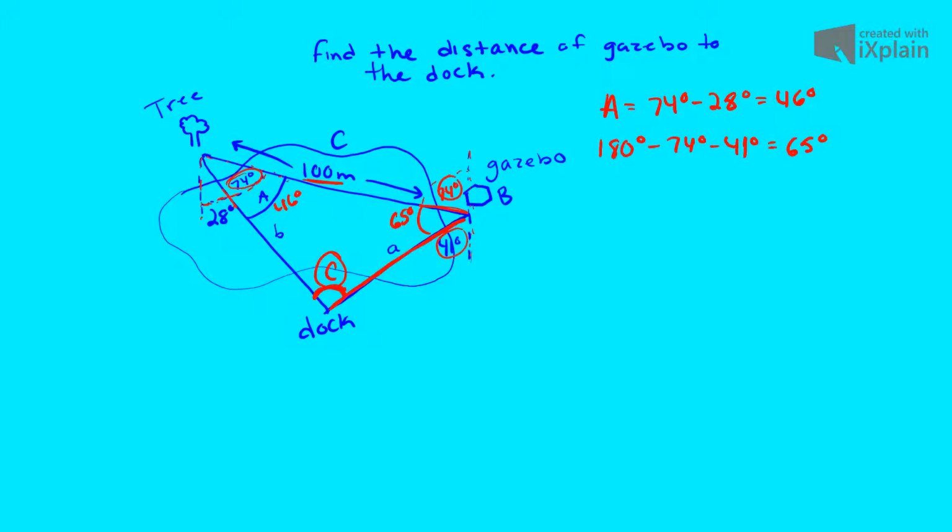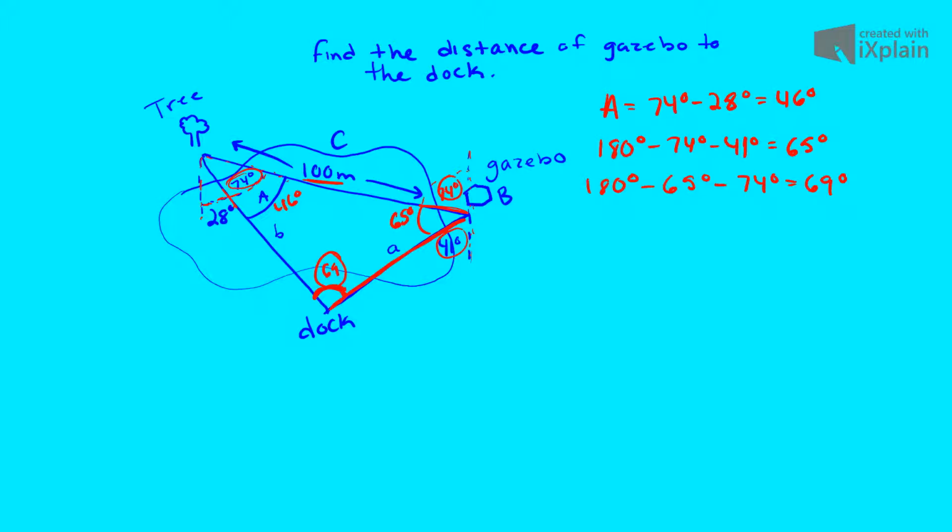The next thing we're going to do is find angle C. Now, the way that we find angle C, as you were taught in previous courses as well, is you take 180 degrees, since there's 180 degrees in a triangle, and you subtract our two other angles, 65 degrees for B and 46 degrees for A, and that gives us 69 degrees for angle C. So I'm going to put that in there. We got 69 degrees for angle C.